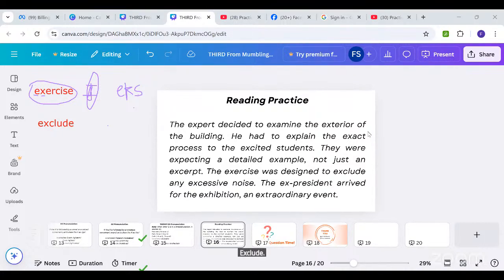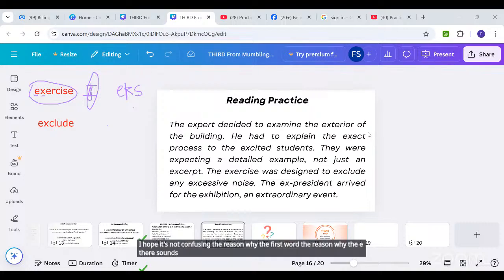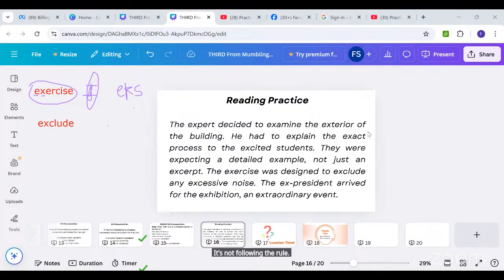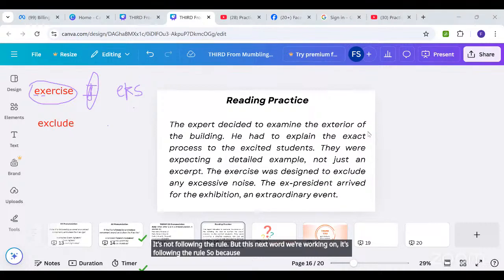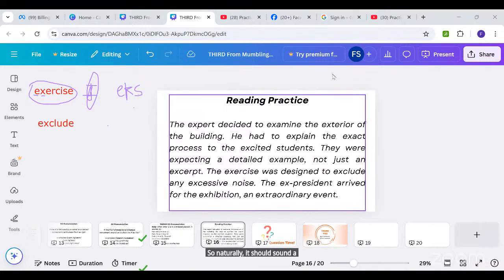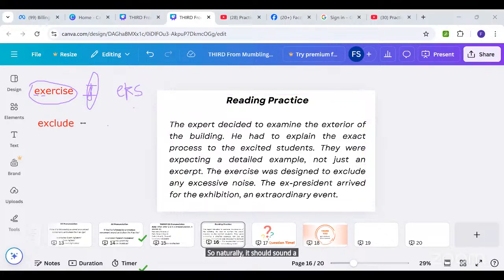Are you with me, sir? Yes, ma'am. I'm with you. I hope it's not confusing. The reason why the E there sounds air is because the first word is a stubborn word. It's not following the rule. But this next word we're working on is following the rule. So because we are not stressing the E, naturally it should sound A. Okay, you understand it now very well.